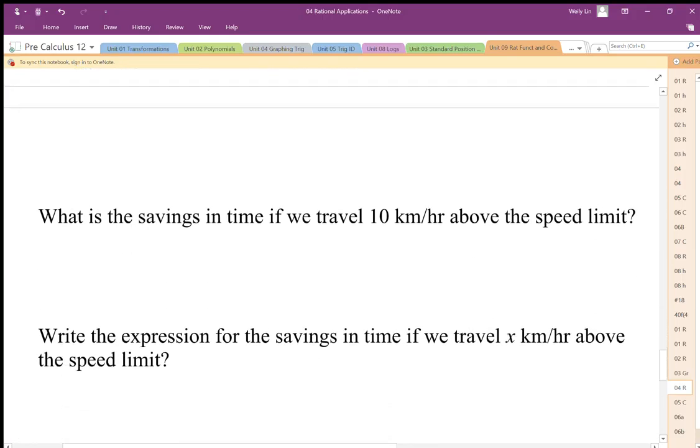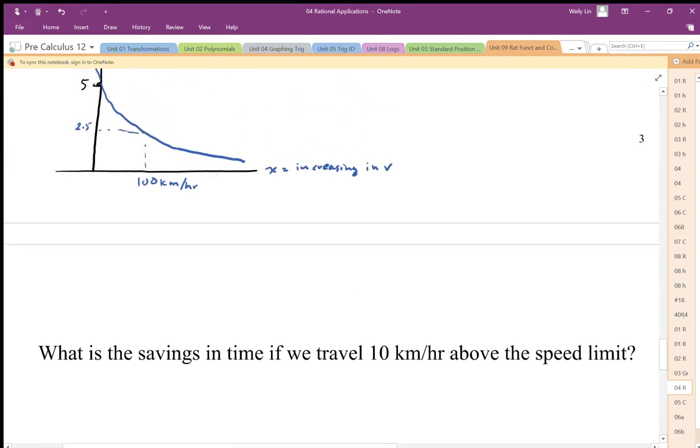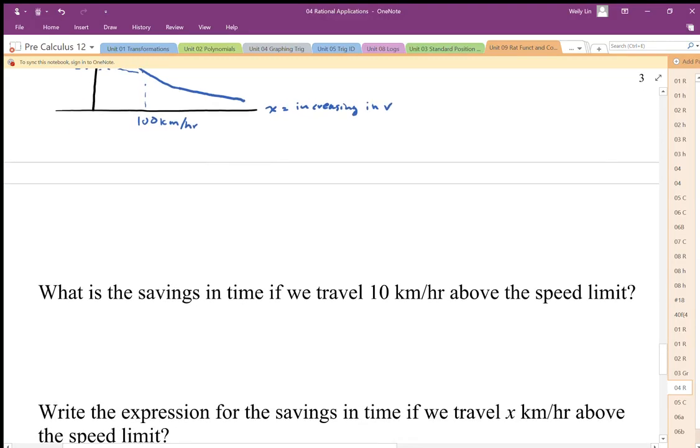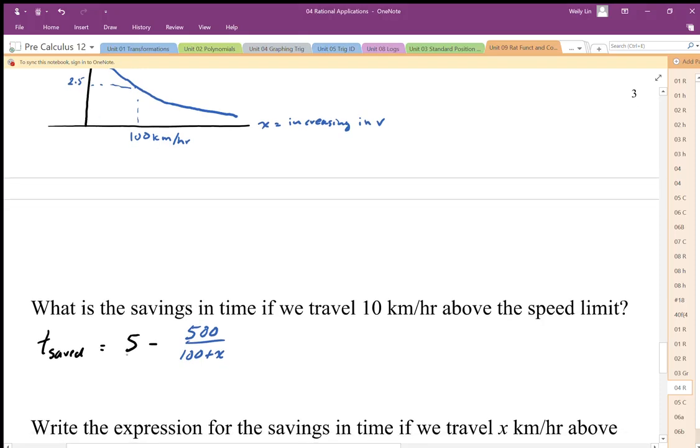So what is the savings in time if we travel 10 kilometers an hour above the speed limit? Well, our savings in time is going to be the original time, which is 5 hours. Okay, so I'm going to write this as time saved is equal to the original 5 hours minus the new time that we had. So that new time is going to look like this. It's going to be the same distance or displacement over 100 plus the increase in velocity. So there is my new time savings.